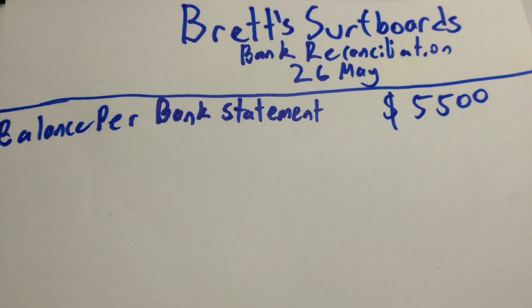When Brett got his bank statement, he had a balance of $5,500. However, his company records had a balance of $6,901.